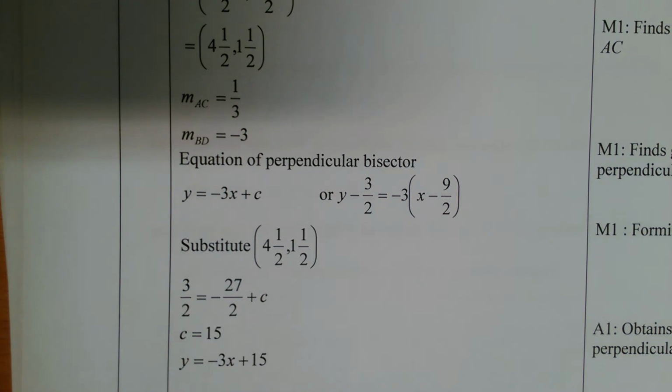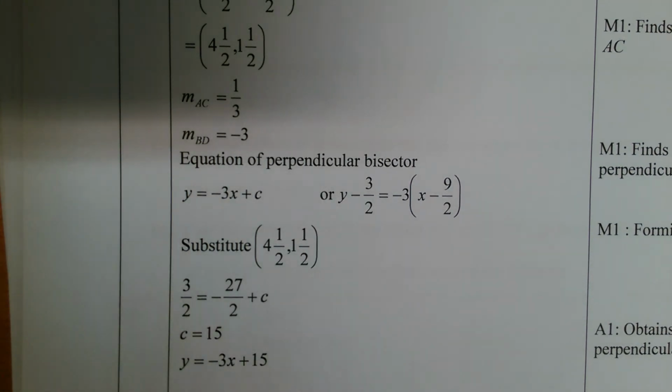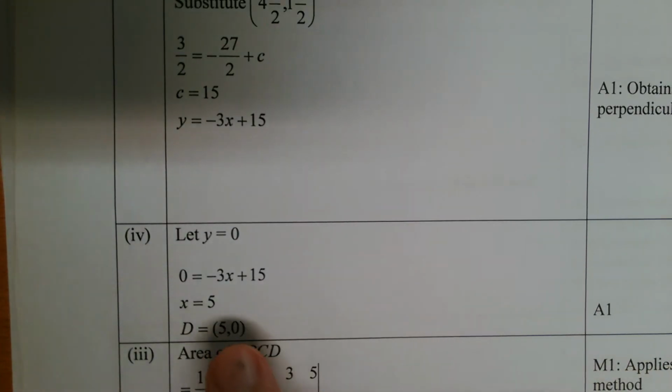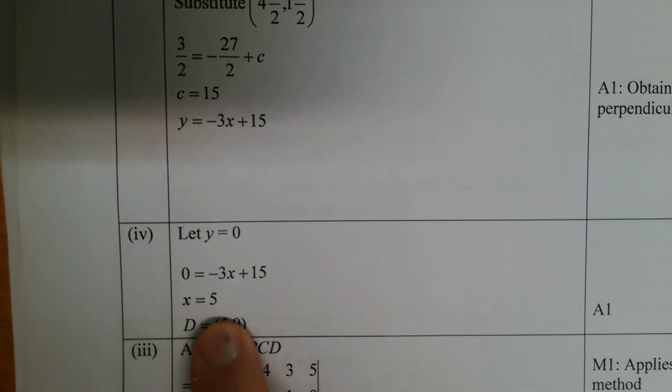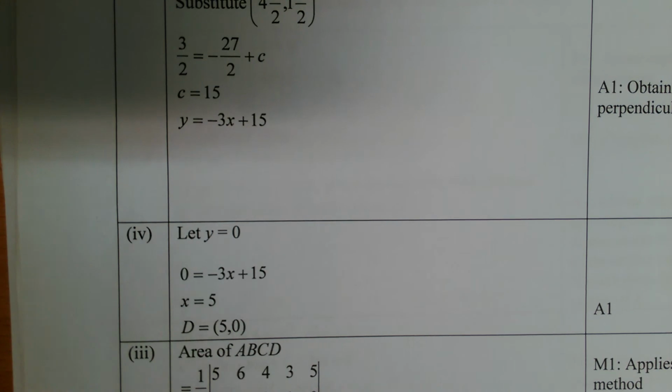This c, of course, we know is the y-intercept of the line. So now we know that the equation of the perpendicular bisector is y equals -3x plus 15. Part 3 asks us to find where the bisector meets the x-axis at D. Along the x-axis, we know that the y value is 0. Simply, we let y equal 0. We find that x equals 5. But do not forget that the coordinates of the point are 5, 0.